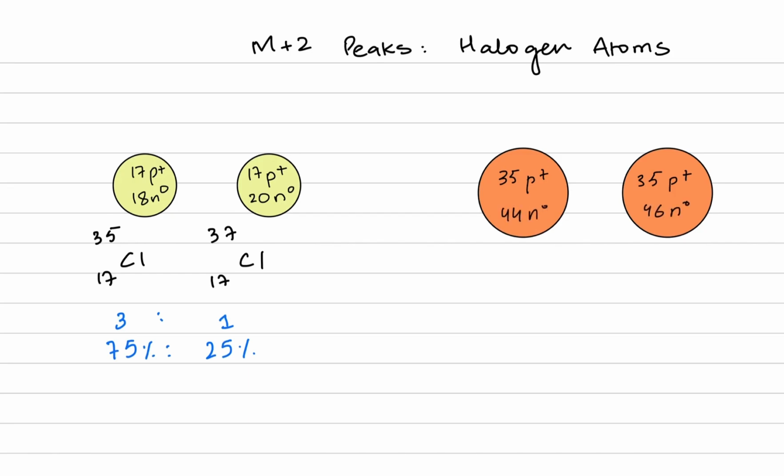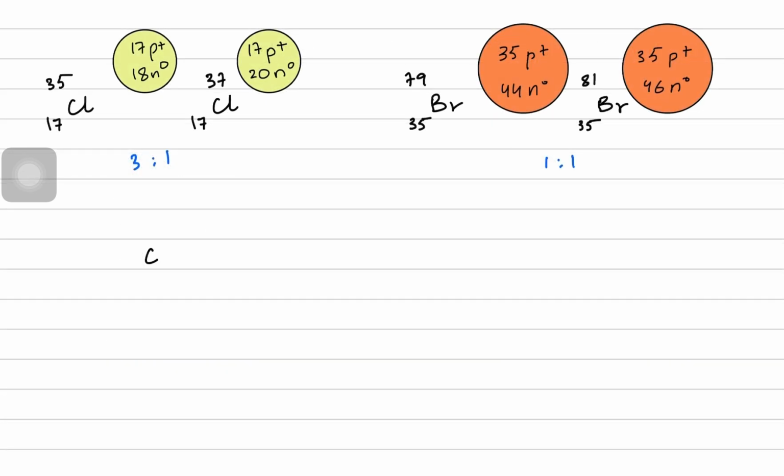Similarly, for bromine, we have 2 isotopes. The one with 79 units of mass and the other bromine has 81 units of mass. Their abundance, contrary to chlorine, is 1:1. So 50% abundance of each bromine isotope is there.